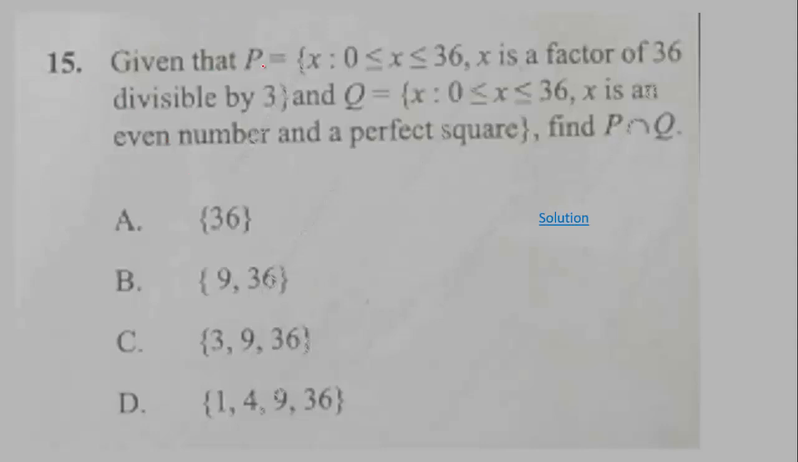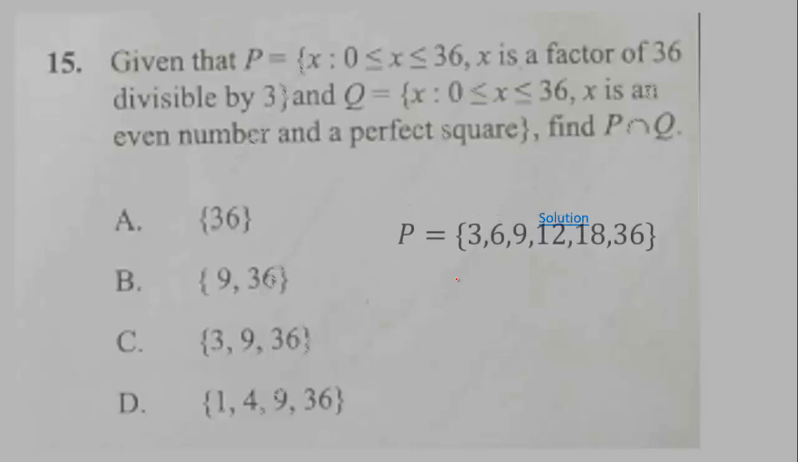Question 15. Given that P is such that x is from 0 to 36 inclusive, x is a factor of 36 divisible by 3, and Q is also 0 to 36 inclusive, x is an even number and a perfect square. We have to find P intersection Q.